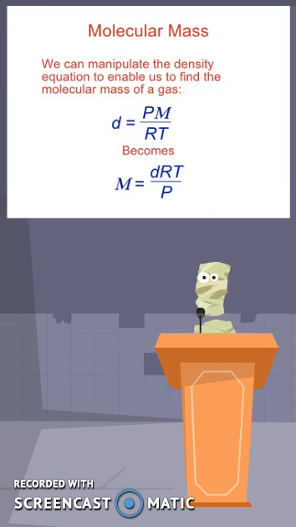Density can also be found using the density equation D equals PM over RT. As you can see, the density equation could be rearranged to be able to find the molar mass of a gas.